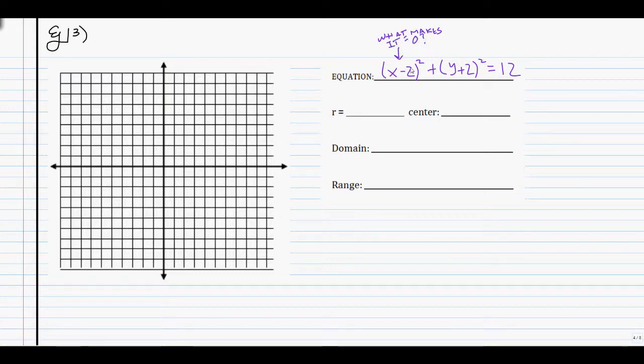I think it's pretty simple, but it's easy to screw up. So what makes that equal to 0? Well, obviously the answer is... I'm assuming you all said the same thing. 2. The answer is 2.